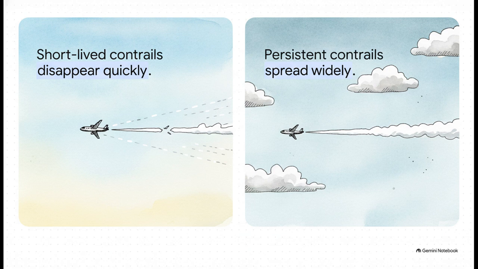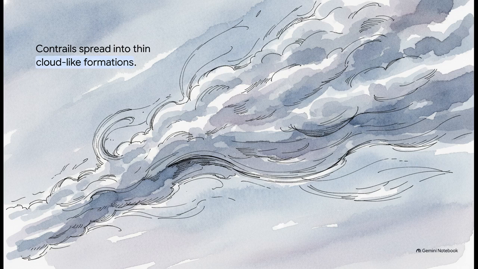But then look at the persistent contrails. If the upper atmosphere is already highly humid and saturated with moisture, the ice crystals just don't evaporate. Instead, they remain in the sky, trapped in a frozen state, lingering for a very long time. And when conditions are right for those persistent contrails, the physics get even more fascinating.